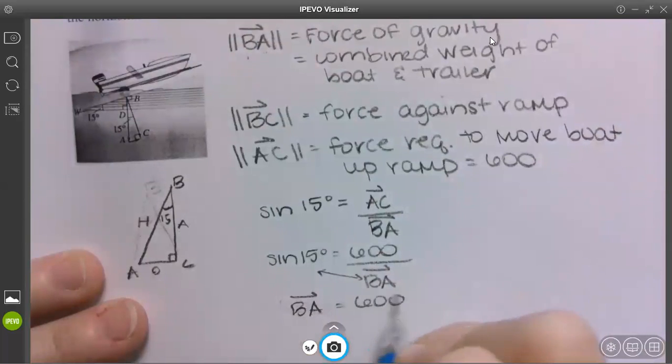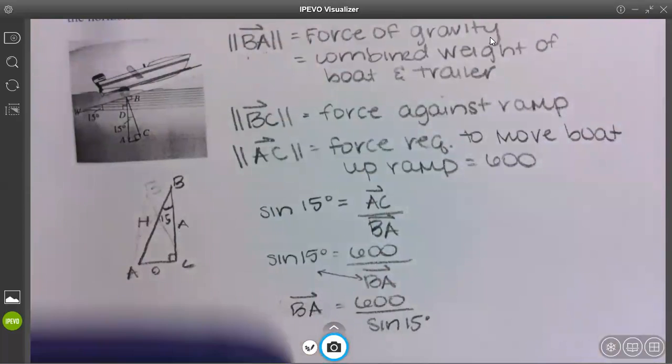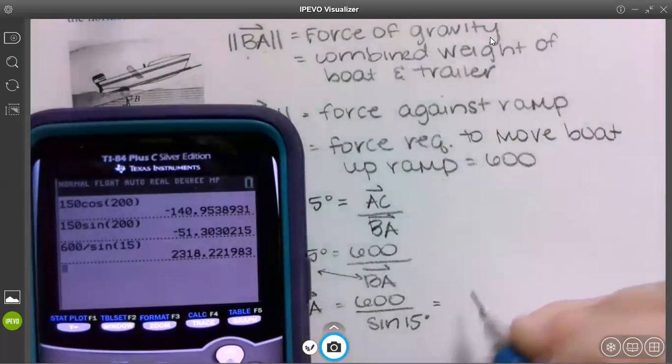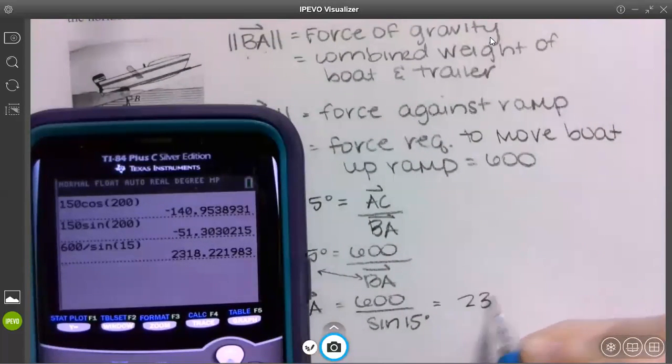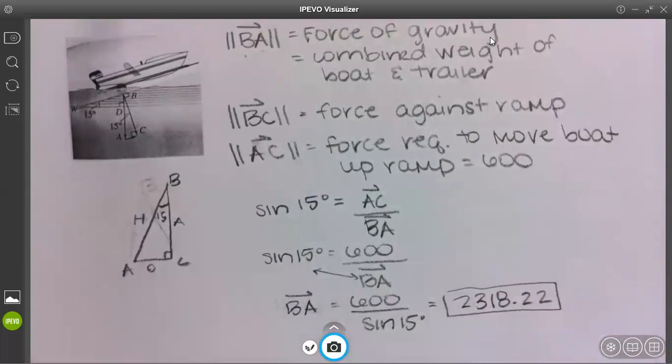And it's going to be 600 over sine 15 degrees. Since it's 15 degrees, we're going to put it in degree mode. I'm going to make sure that's what I'm still in. And we're going to do 600 over sine 15. And we're going to get 2318.22. And that's your final answer. That's it. Okay.